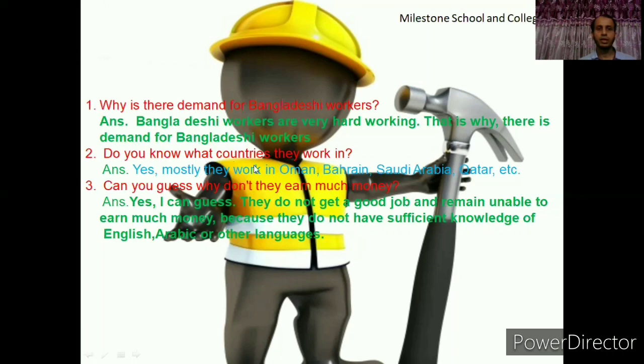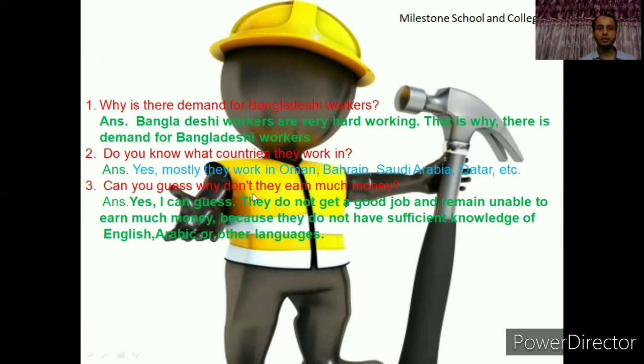Do you know what countries they work in? Yes, mostly they work in Oman, Bahrain, Saudi Arabia, Qatar, etc. These countries are all from the Middle East. I mean, Asian Middle East, all are Muslim countries. These countries are developing countries. They have very few people, but they have huge money. That is why our people, most of the time, make these countries their main target.